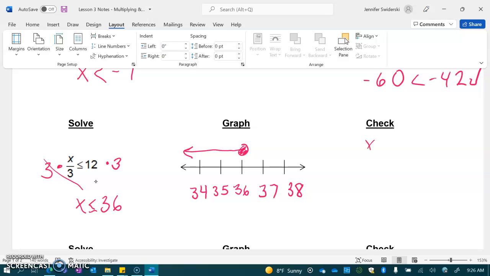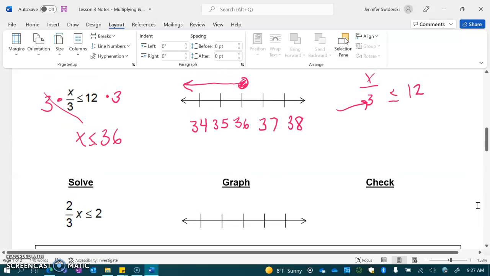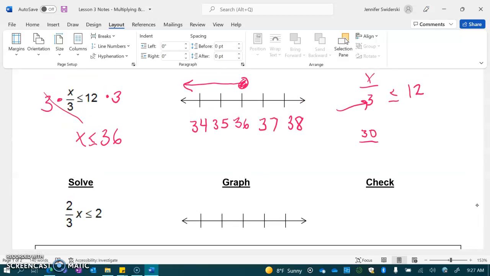To check, I'm going to write that original problem up here. x over 3 is less than or equal to 12. For me, I'm going to pick a number that's a multiple of 3 so the division is easy because my denominator here is 3. So a number that's less than 36 that's divisible by 3 is 30. So if I do 30 divided by 3, they want to know if that's less than or equal to 12. Well, 30 divided by 3 is 10. Is 10 less than or equal to 12? Yes, so I know that solution is correct.